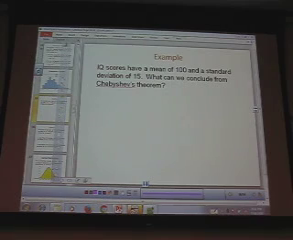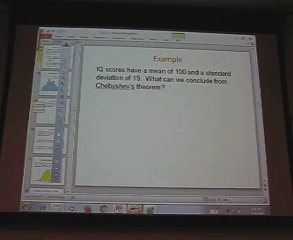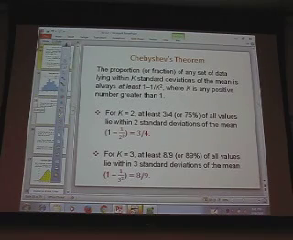So did you guys get the first part? Did you guys fill in the blanks for the first part? So these are the blanks you should have filled in at the bottom of this page.